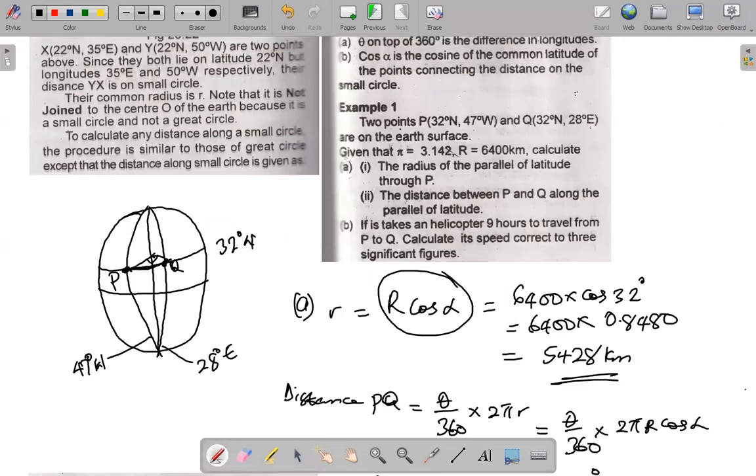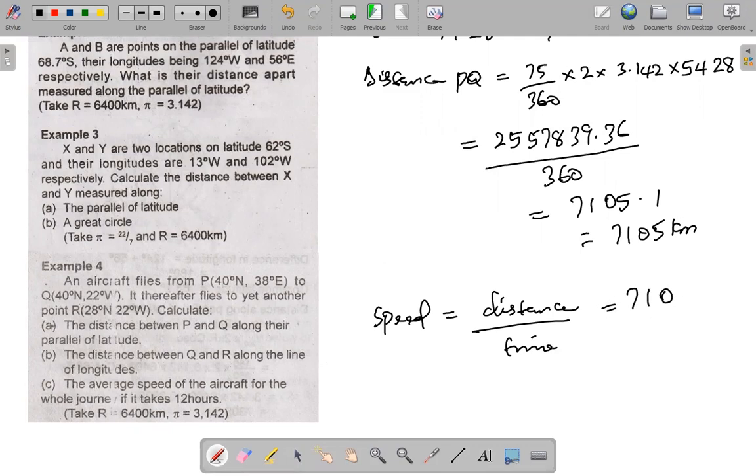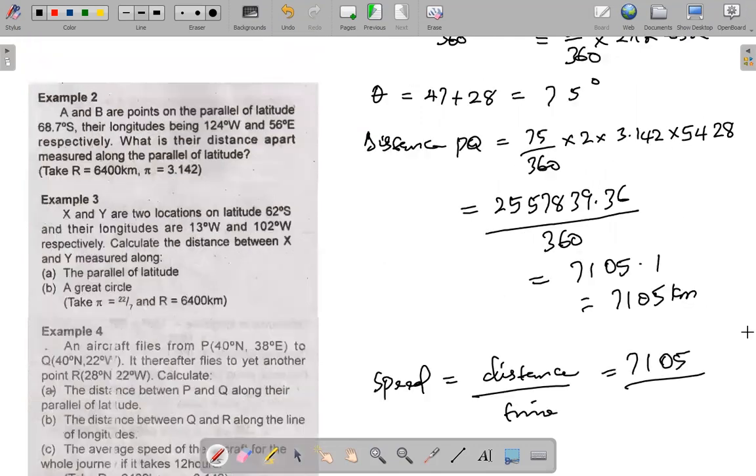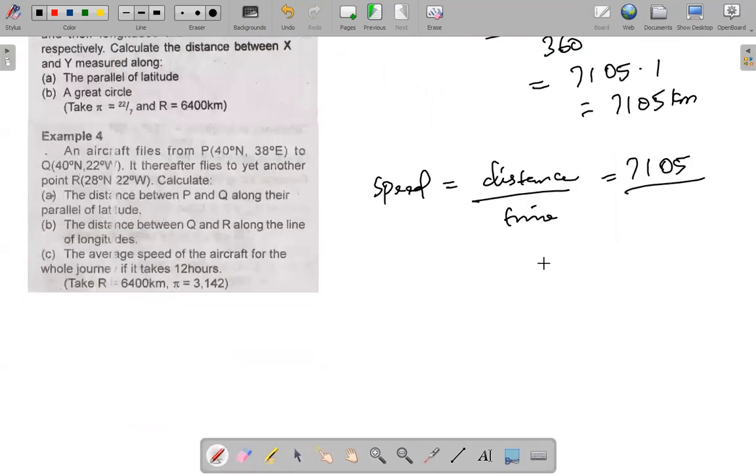Then the question went further. B, it says if it takes a helicopter 9 hours to travel from P to Q, calculate its speed correct to 3 significant figures. We know that speed is distance over time. Speed is equal to distance over time. The distance between P and Q is here, which is 7105. The time taken for the helicopter to travel is 9 hours, divided by 9.